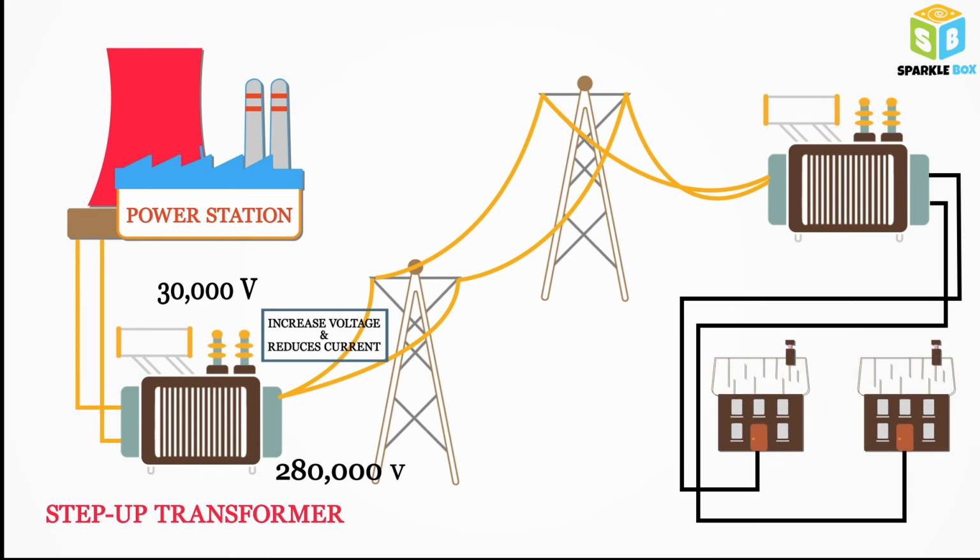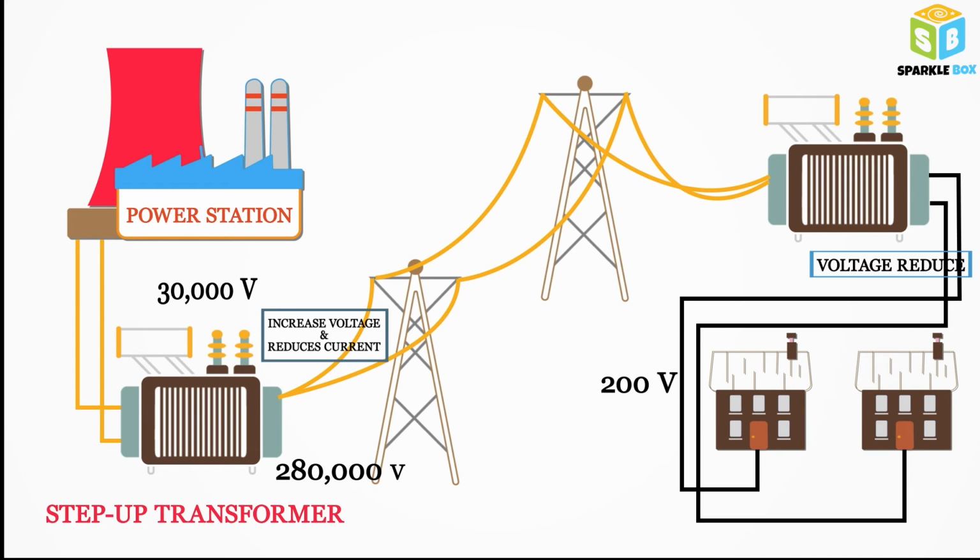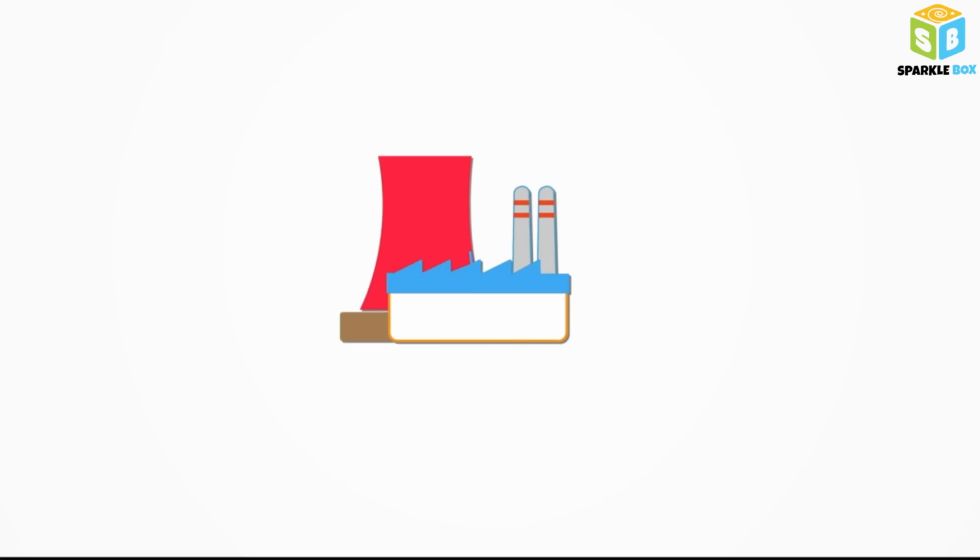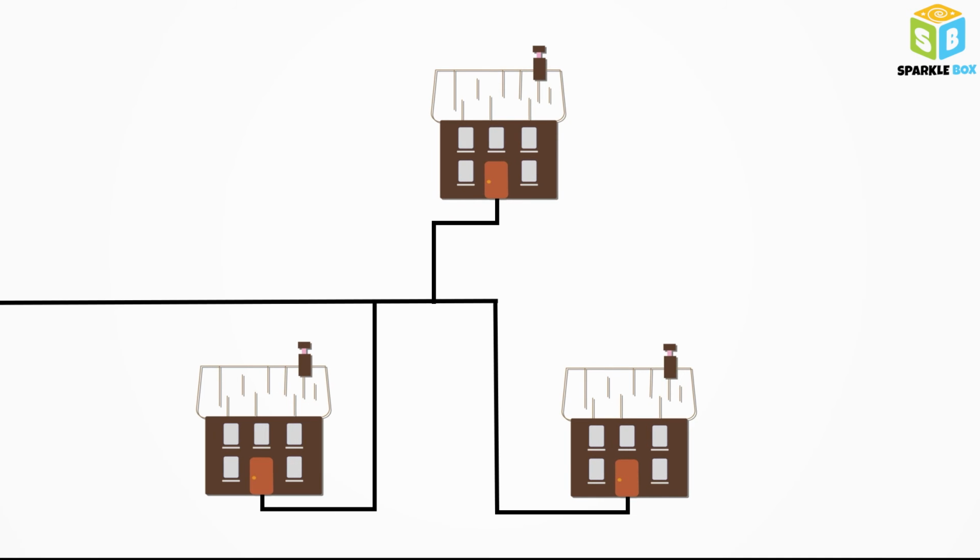Before the energy gets to our homes, the voltage needs to be reduced back to a safe level. The electricity therefore passes through a step-down transformer. So now you know how electricity is generated and sent to our homes. It is not quite as simple as flicking a switch.